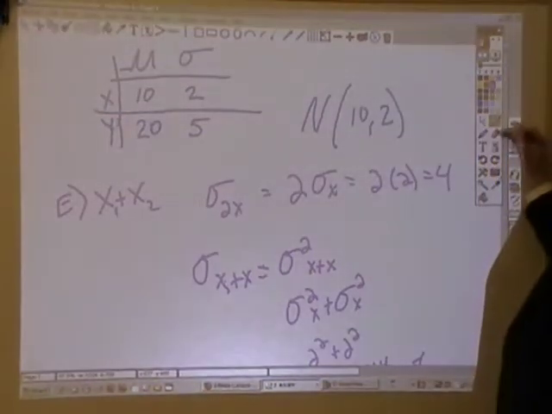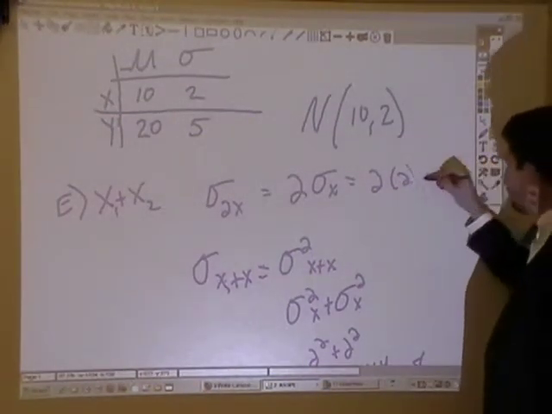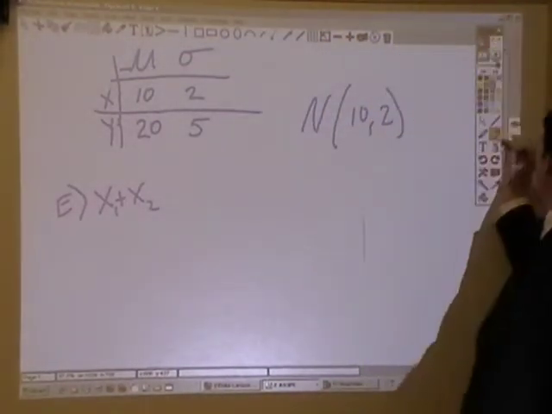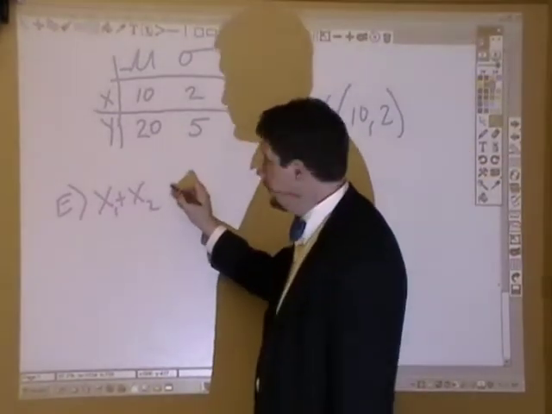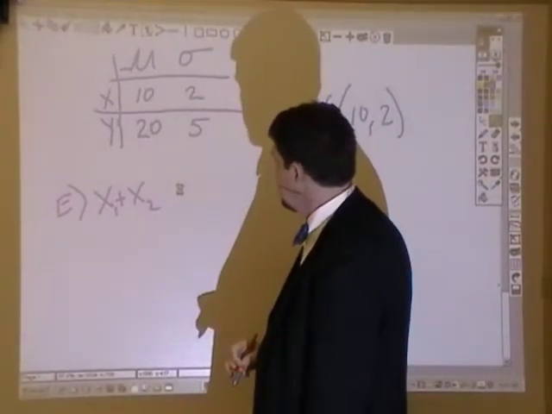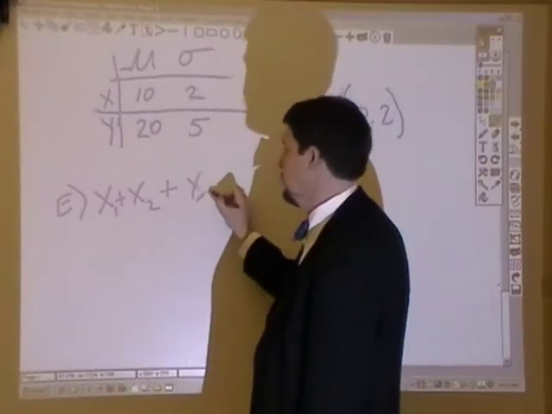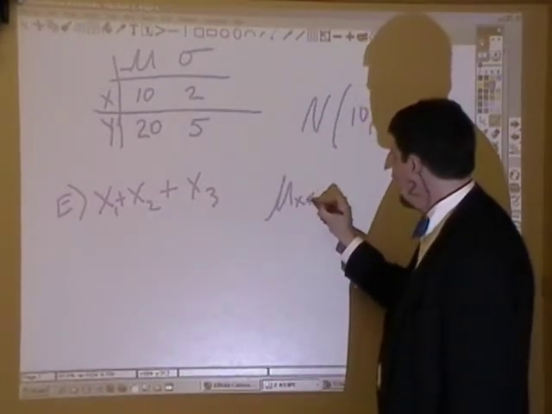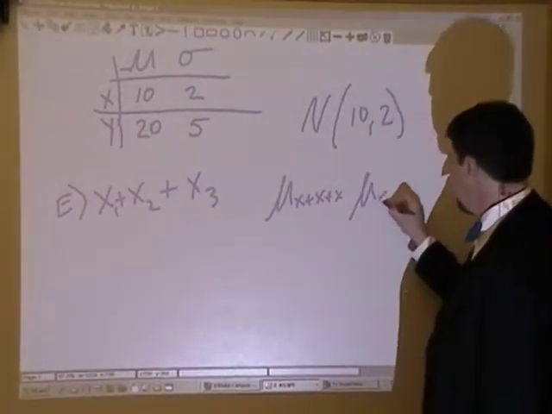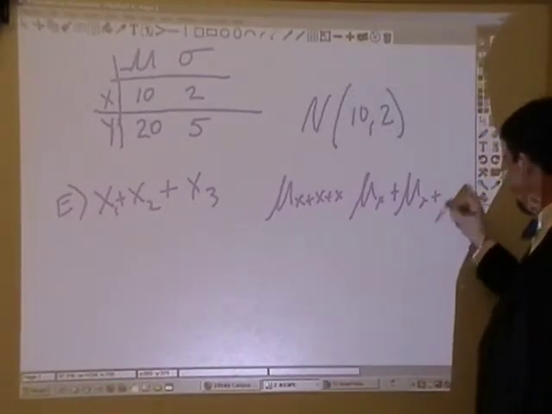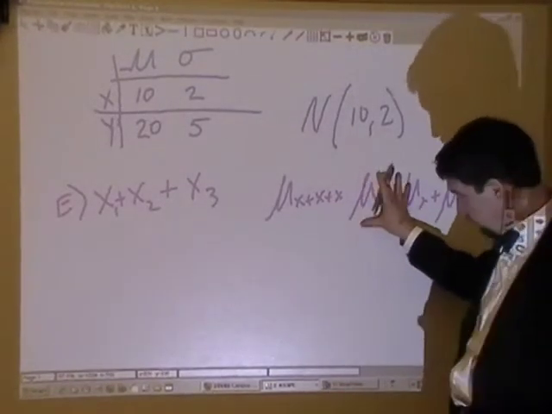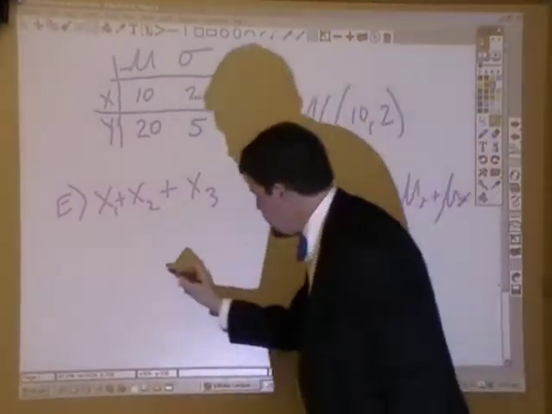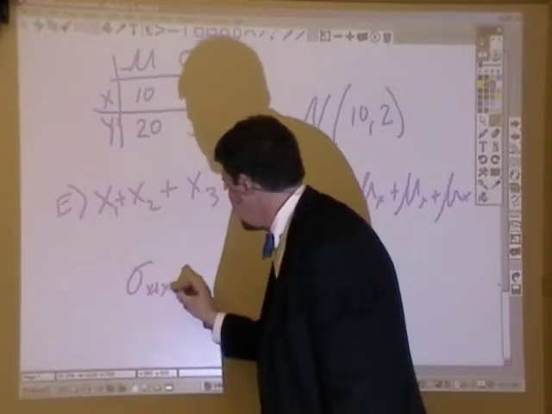Okay, now let's extend this just a smidge further and ask ourselves, what happens if I have a third iPod? What if I've got iPod plus iPod plus iPod? So that's the mean of x plus x plus x, which is the mean of x plus the mean of x plus the mean of x. 30. Easy to do. What about the standard deviation? What am I going to do with the standard deviation of x plus x plus x?